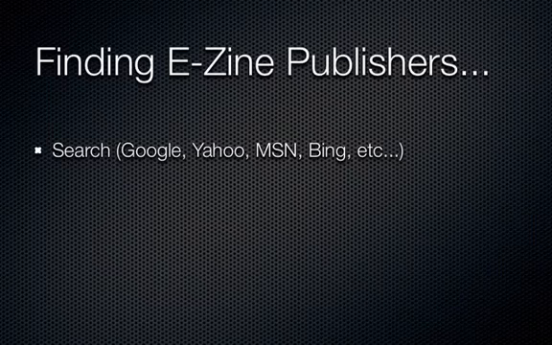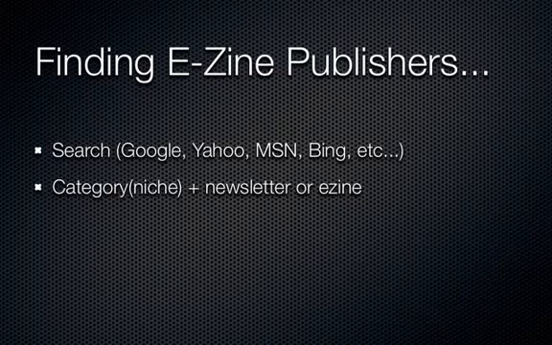Just go to a search engine, and you're going to search for an e-zine publisher. And how we're going to do this is, remember that I showed you those categories in ClickBank in the previous video. What we're going to do is take that category, that niche. Remember, we're going to pick a niche where people buy stuff, right? So we're going to take that category, and then we're simply going to put that category's name, or whatever that niche is, in Google search, and simply add the word newsletter or e-zine.